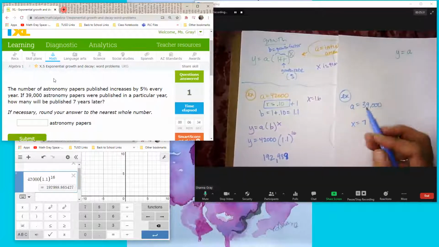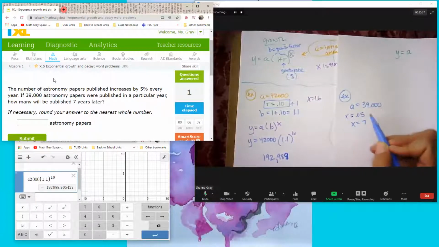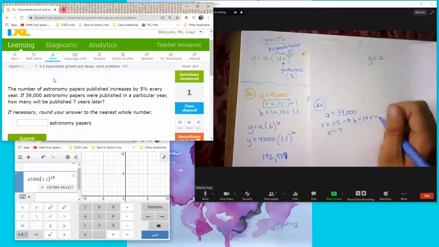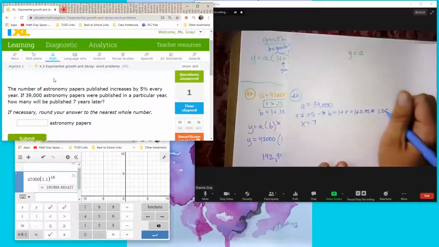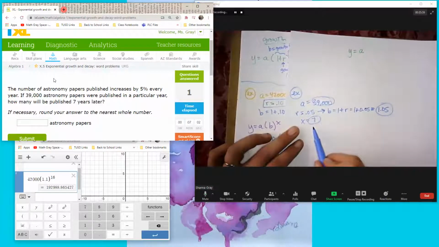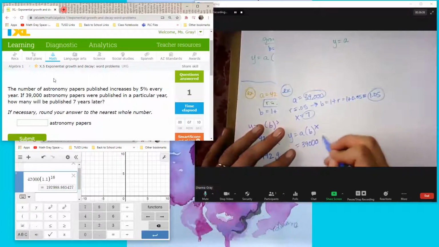So I have to figure out the R and B part in the middle. R is 5%, which is 0.05, and that means B is 1 plus R. So 1 plus 0.05 equals 1.05. So this is B, this is A, and this is X. I'm just plugging those into y equals a times b to the x power. So 39,000 times 1.05 to the 7.